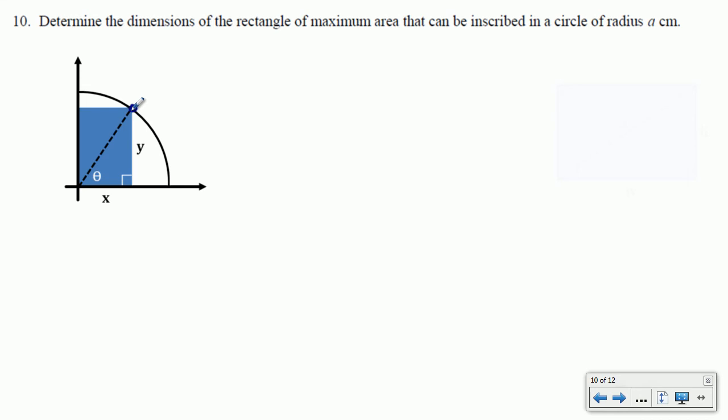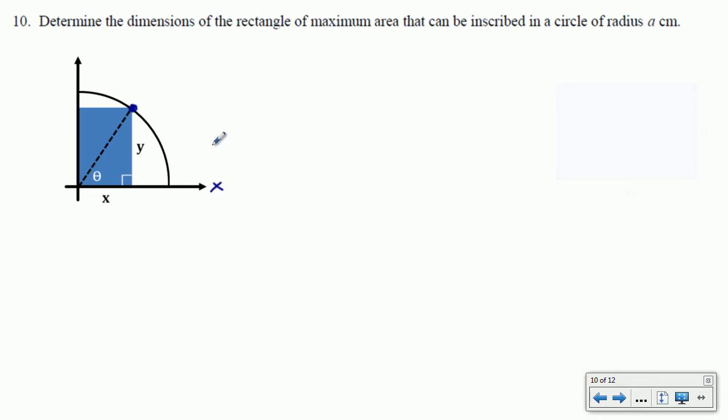I need to constrain the rectangle to this circle. So this point needs to lie on this circle, which is described by x squared plus y squared equals a squared. We can do it that way, or what we can do instead is use theta.